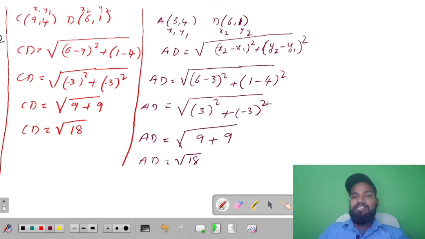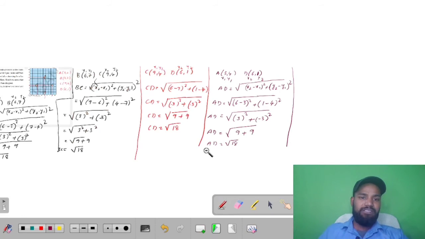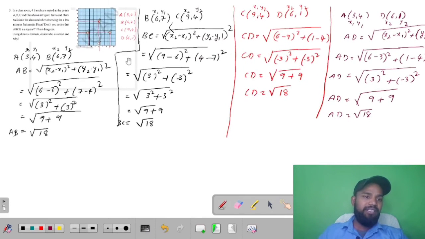Let us check the vertices. Up to now, what we found, I will zoom it. We found AB, BC, CD and AD. Now we are going to find diagonals. What are diagonals? See now, suppose I am taking one square.